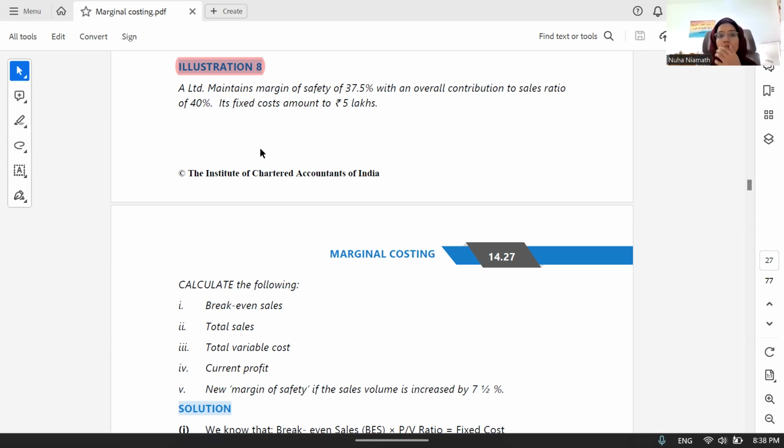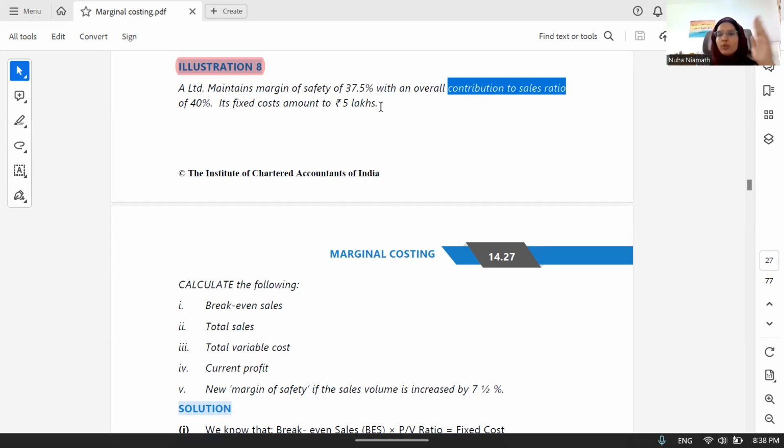So what are the first things that are given? Margin of safety is given. Overall contribution to sales ratio. What is contribution to sales ratio basically? Can somebody tell me in the chat box? PV ratio. Thank you, Anushka. So contribution to sales ratio is your PV ratio and fixed cost is given as 5 lakhs.